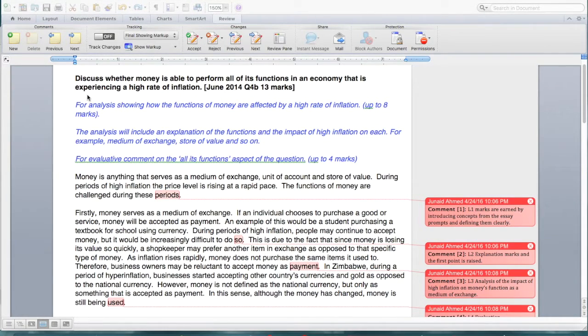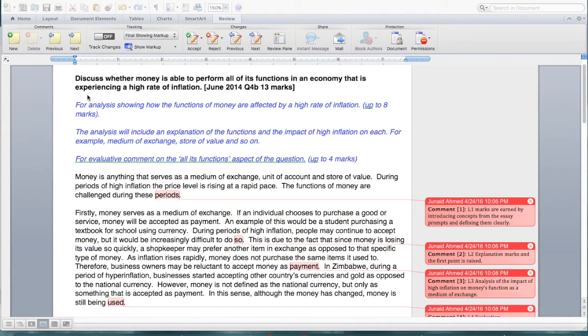All right, we're looking at whether money is able to perform all of its functions in an economy that is experiencing a high rate of inflation. This is from June 2014. This is question 4B worth 13 marks. This is an evaluation question. We know that because it's part B. It's in section B and it's the second question.